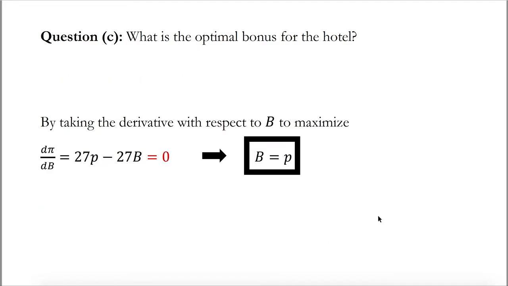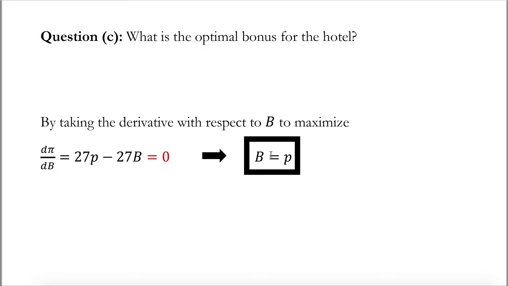The first step is to take the first derivative, that in this case is going to be 27p minus 27b. And then we have to impose this derivative equal to 0. So this is the first order condition. So first we compute the derivative of the profit function with respect to the bonus. And then we equal this derivative to 0.